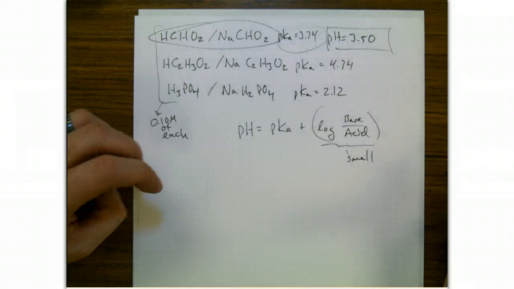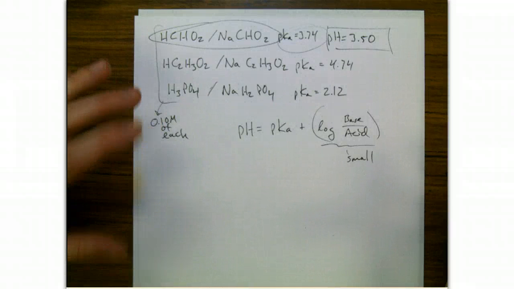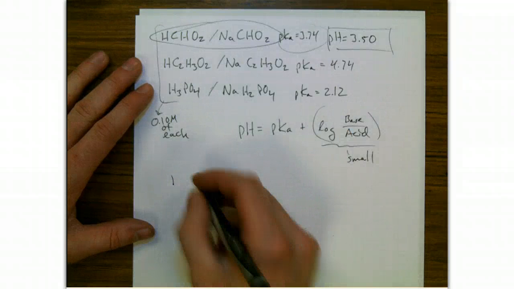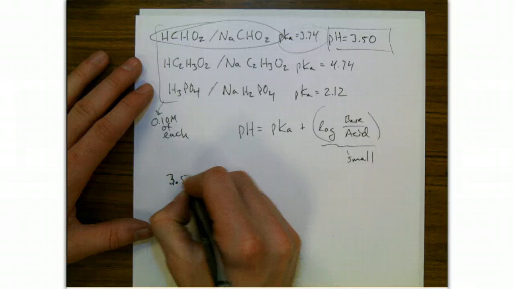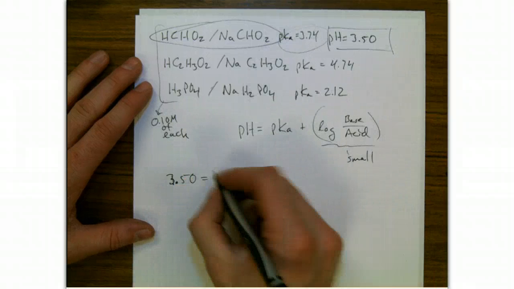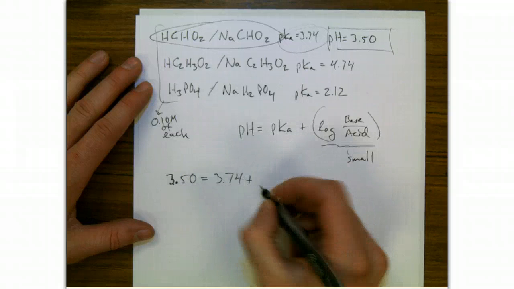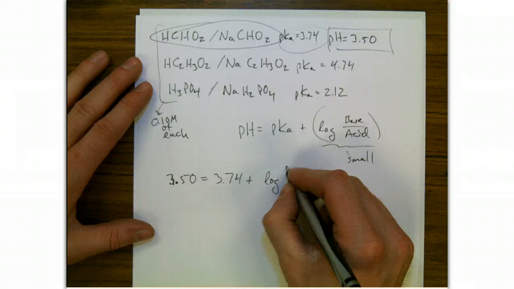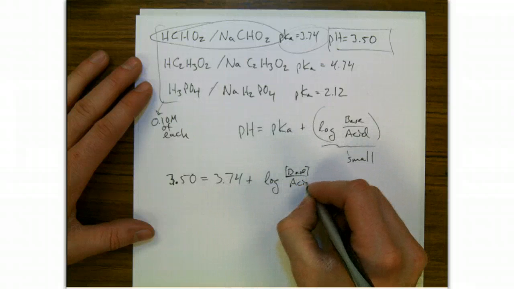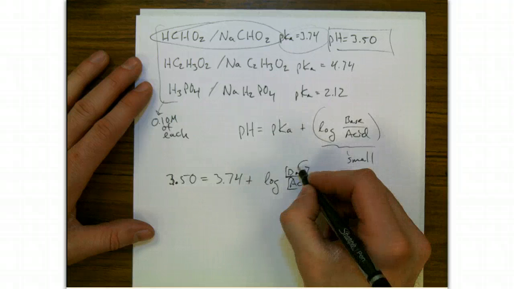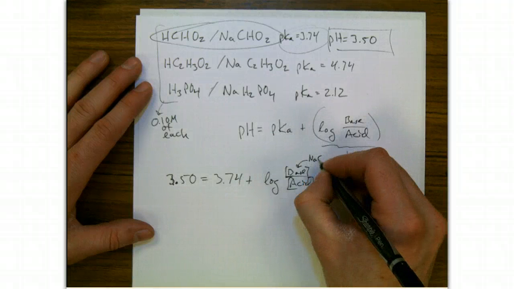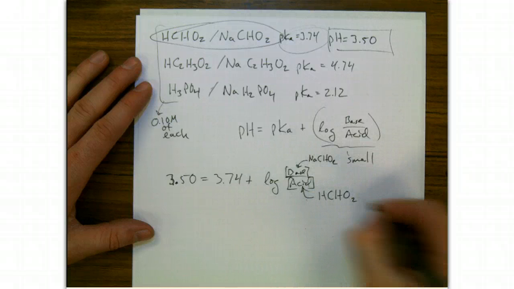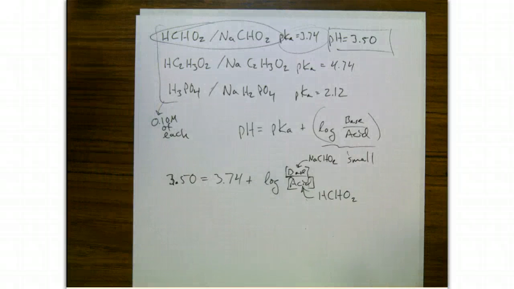So let's actually plug in some numbers that we know within our Henderson-Hasselbalch equation. We know our pH is 3.5, so I'm going to write 3.50 is equal to, and the pKa for the combo we picked was 3.74, plus log, and we know it's going to be the concentration of the base over the acid. And I could be very specific, and for the base, instead of base, I'd be writing NaCHO2, which looks like nacho, of course, and then HCHO2. All right, so that's where I need to start.